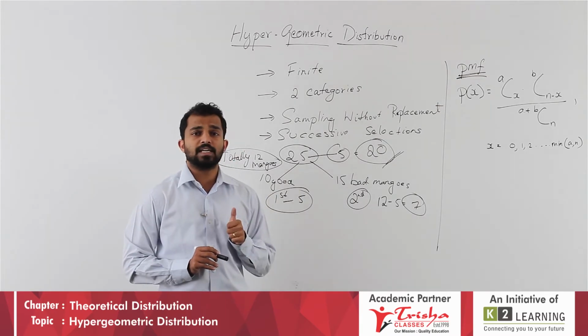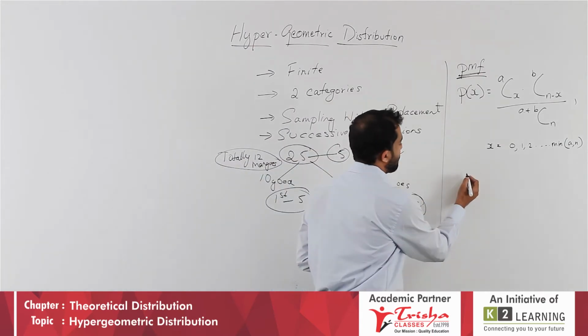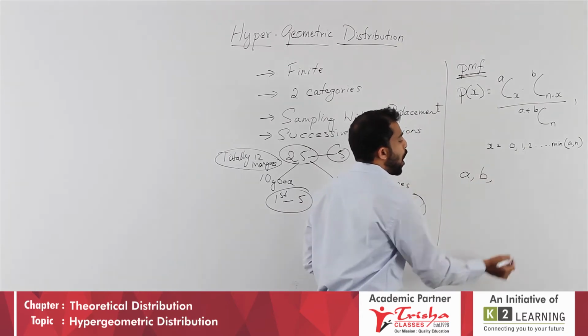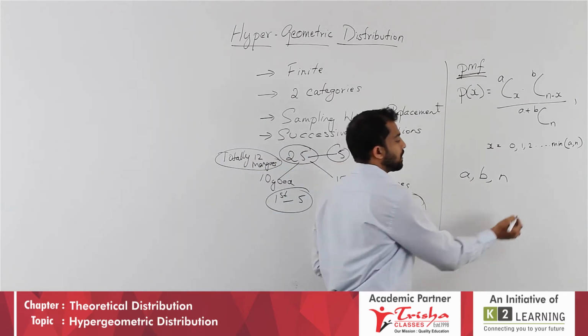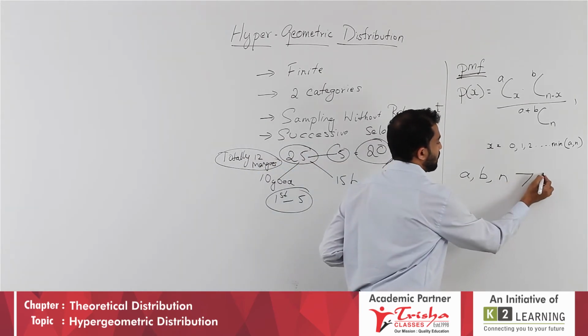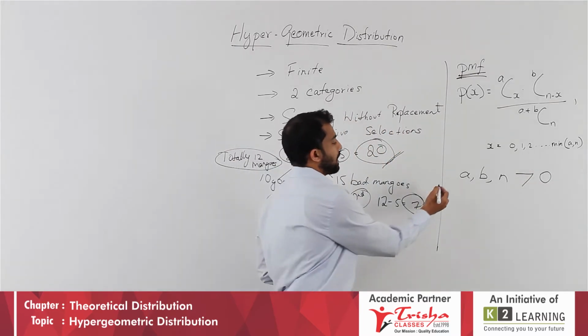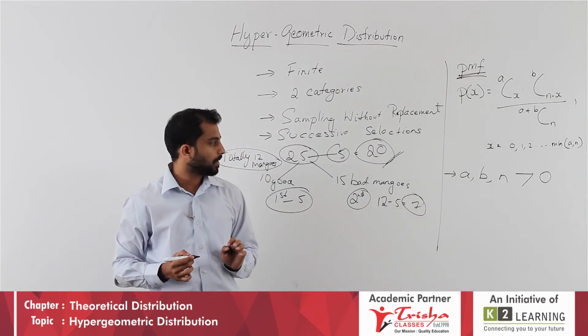One more important feature, students, of hypergeometric distribution: always, be it A value, be it B value, or be it n value, all the three values need to be greater than 0. All these values A, B and n should be greater than 0.